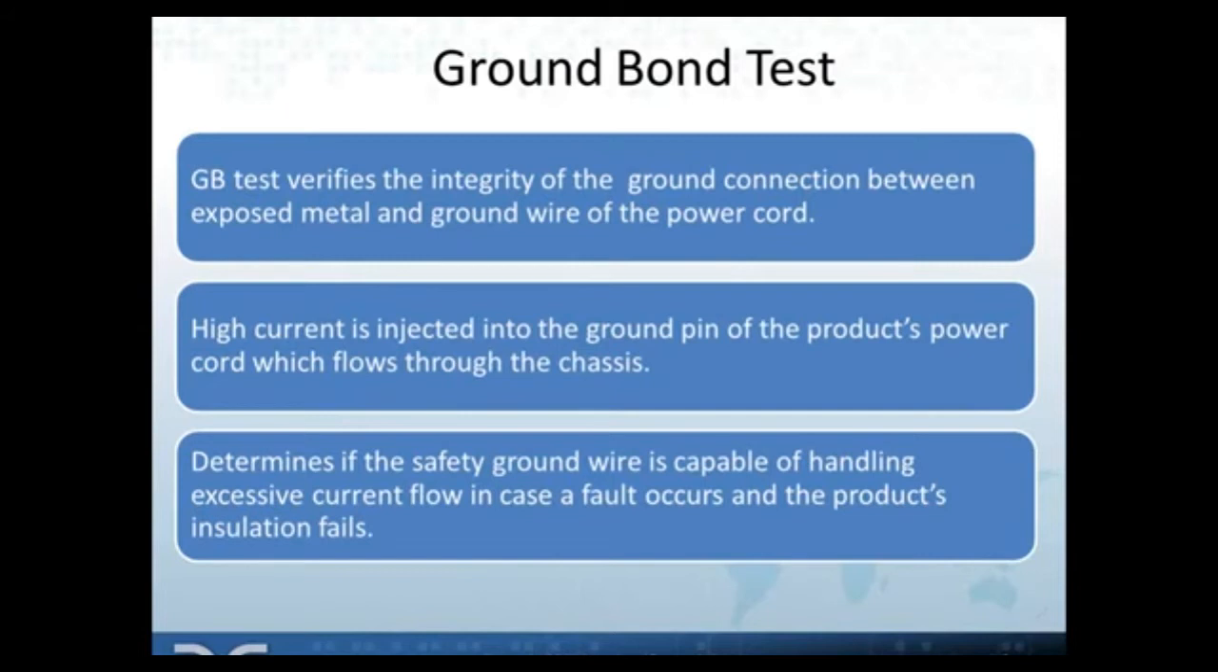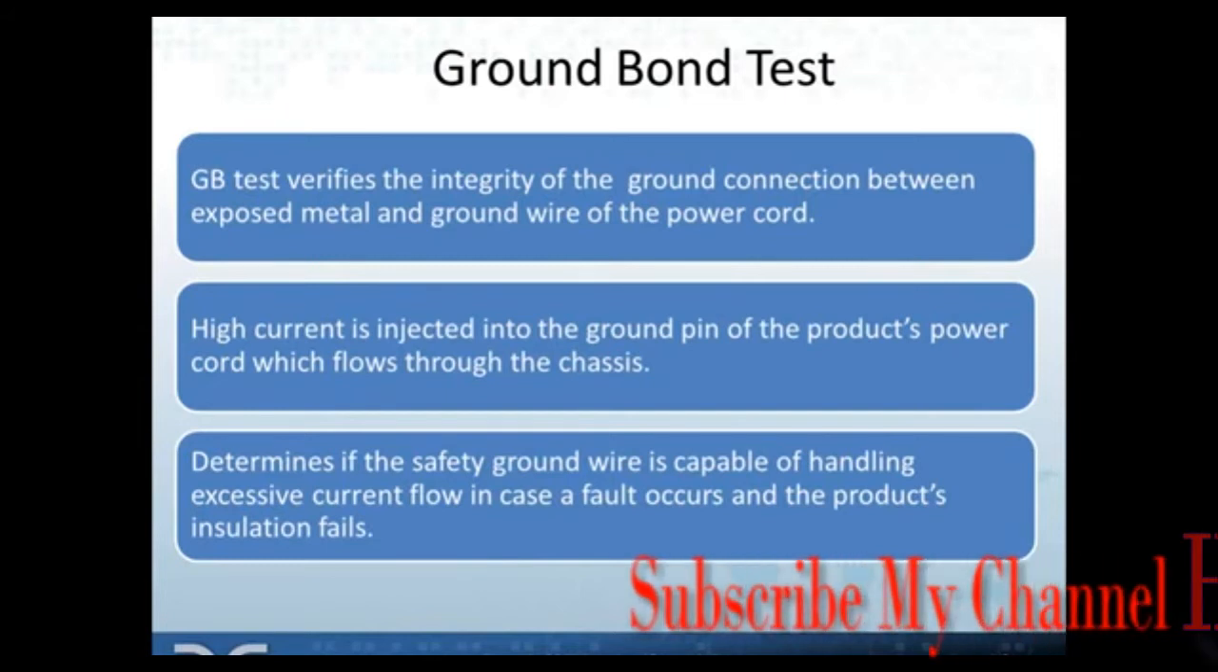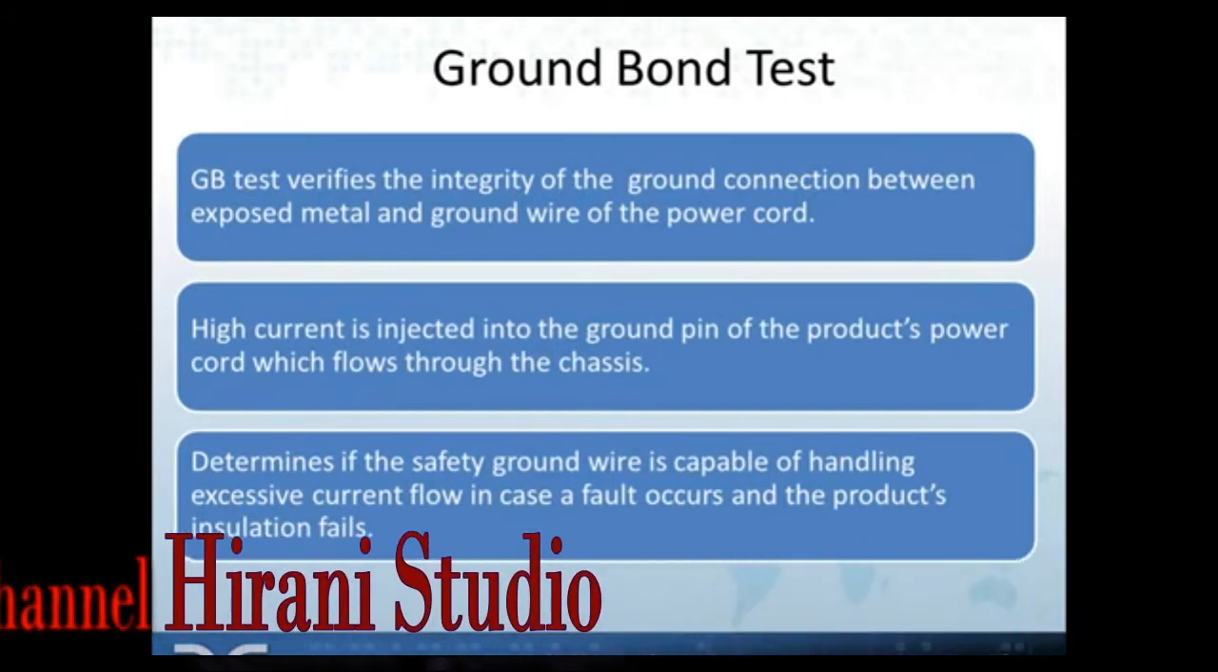The ground bond test. Well, the ground bond test, or the ground impedance test, is used to determine whether the safety ground connection of a product can adequately handle the fault current resulting from a dielectric breakdown. It basically verifies the integrity of the ground connection between the exposed metal and ground wire of the power cord. How is it run?